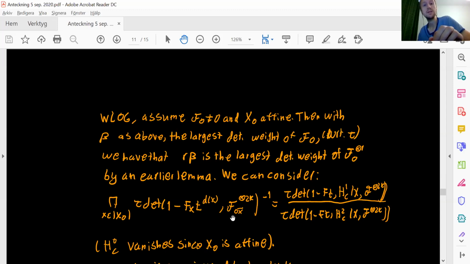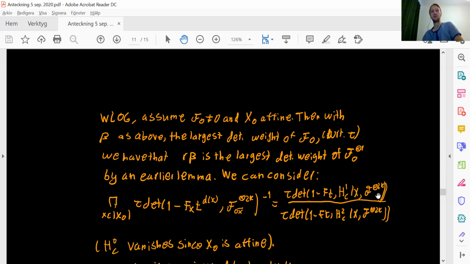And then we apply this when we take the Frobenius on the 2kth tensor power of F0. By the Grothendieck-Lefschetz trace formula, this is precisely the determinant of 1 minus Ft acting on the first compactly supported cohomology of X with coefficients in the 2kth tensor power of F, divided by the same thing, but with the action on the second cohomology.